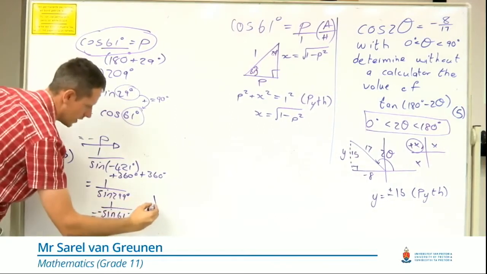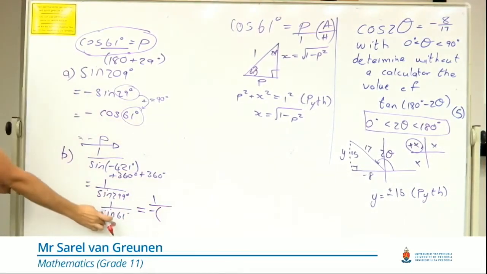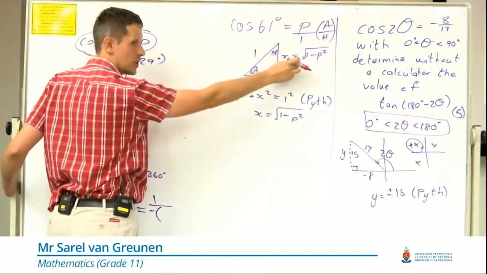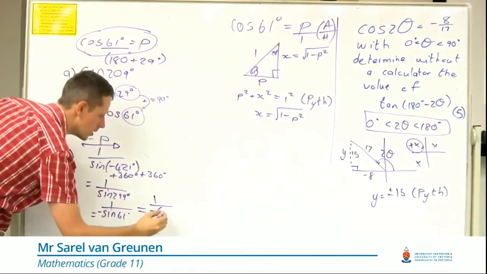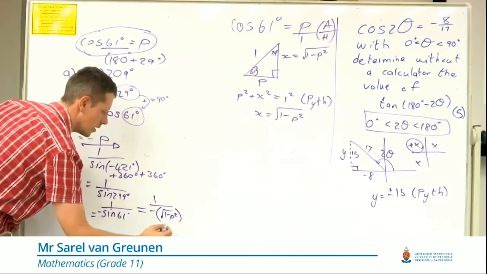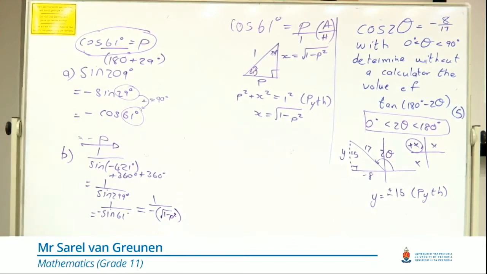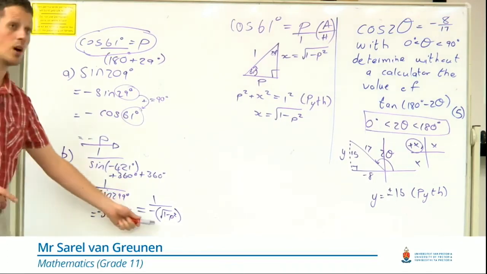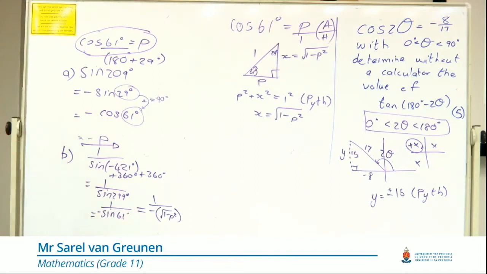So if I look at this, sine of 61 is opposite over hypotenuse. So it is root 1 minus p squared over 1. But the over 1 doesn't really matter much, does it? So there's my answer in terms of P. Have I answered the question? Yes. Now, ladies and gents, you can try the C1 on your own at home.